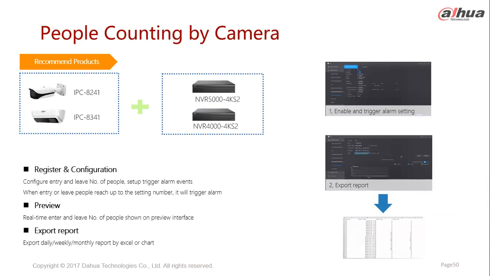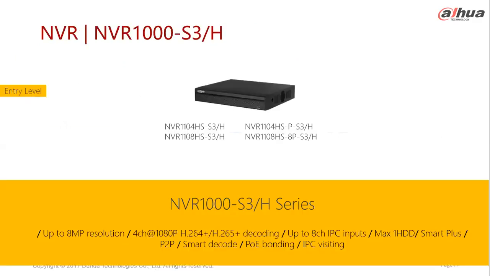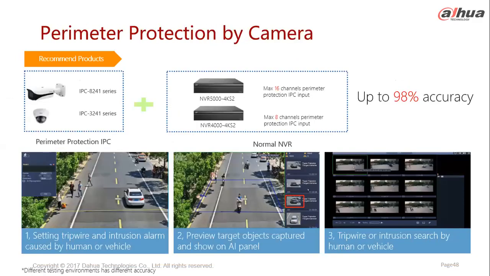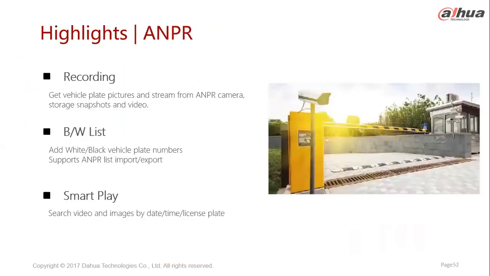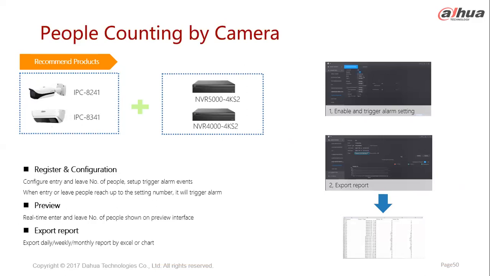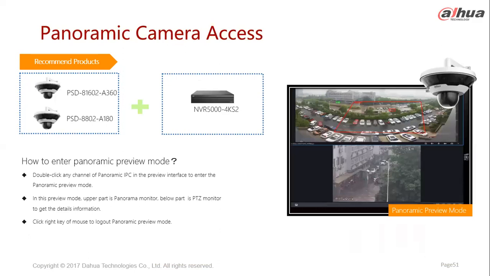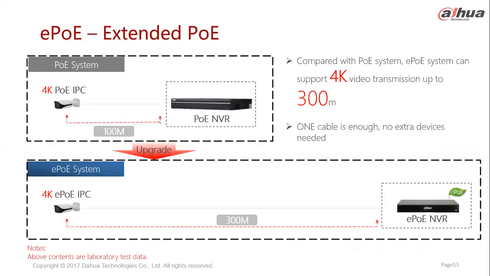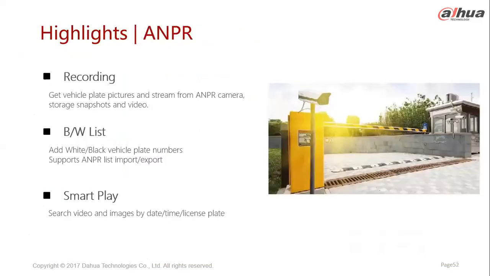For people counting by camera, your NVR should also support people counting so that you can get those reports and data, and it even helps in configuration. You can see the combination of devices that you need to achieve people counting. If you want to do panoramic access, you can see which kind of NVR to use. If you want to do number plate recognition, you can check which you need. Your NVR should support number plate recognition.